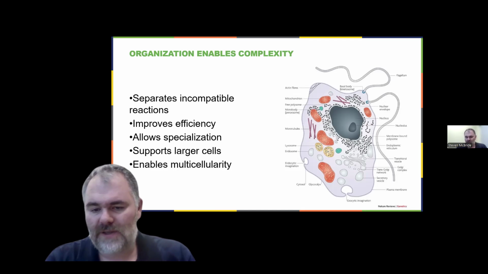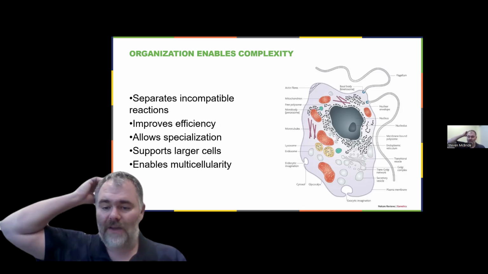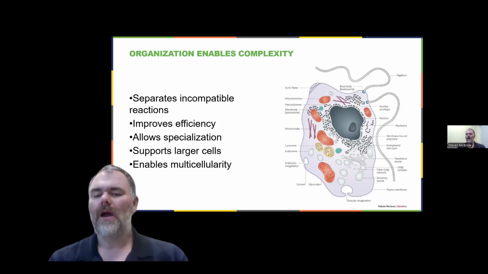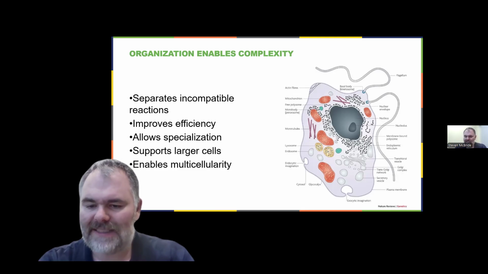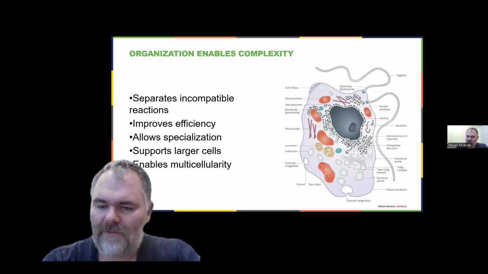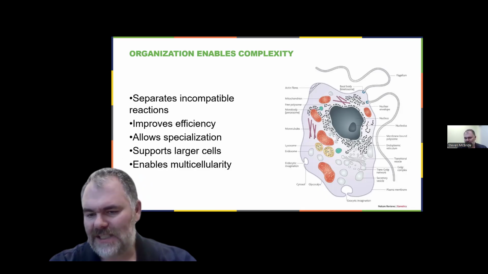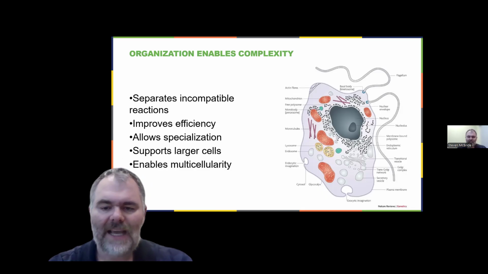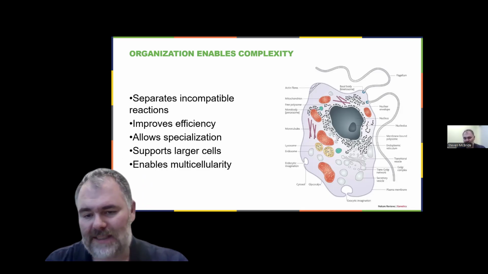Compartmentalization also improves efficiency because enzymes and reactants can be concentrated within specific organelles rather than dispersed throughout the entire cell. As you look at the diagram on this slide, notice how many specialized structures exist inside a single eukaryotic cell. Different organelles perform different functions, allowing cells to become highly specialized. This organization supports much larger cell sizes and allows cells to carry out more complex activities than most prokaryotic cells.